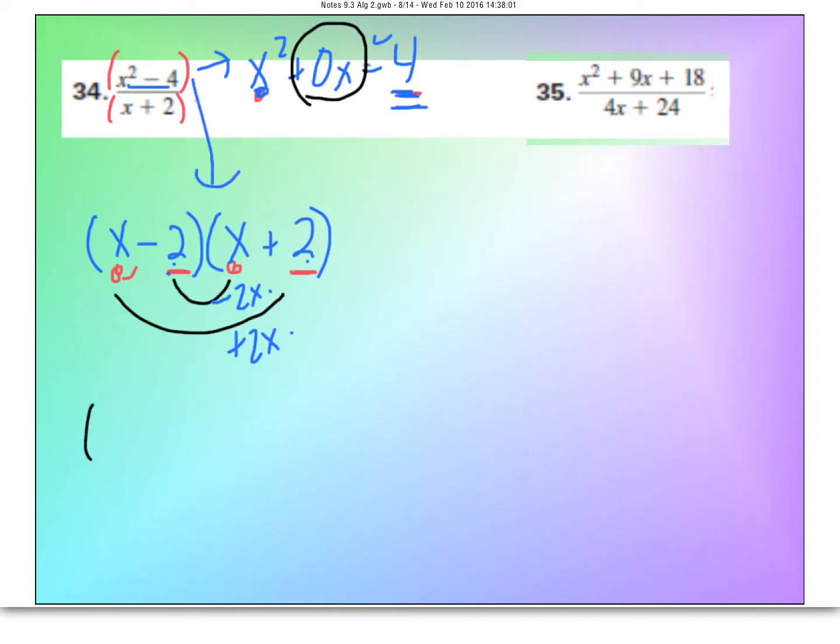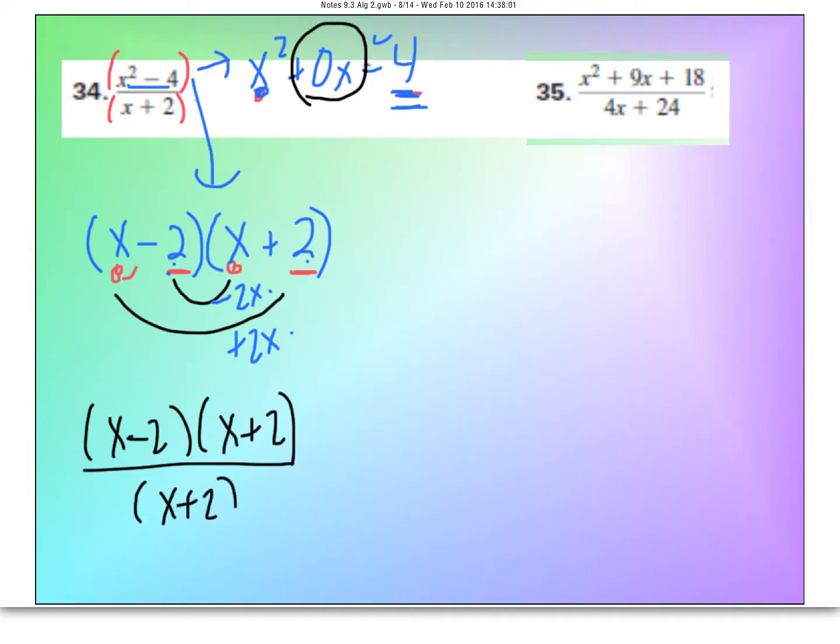So the top now is x minus 2, x plus 2, all divided by the group on the bottom of x plus 2. Now here's where this gets neat. Notice there's a group that matches. That x plus 2 and that x plus 2 gets canceled out. So our final answer here is going to be the one binomial that's left, which is x minus 2. And that's our answer.